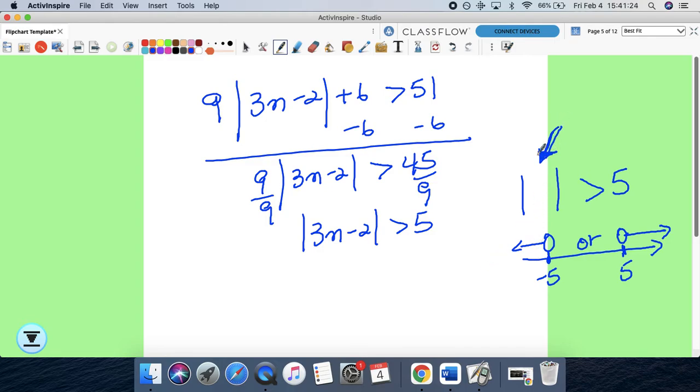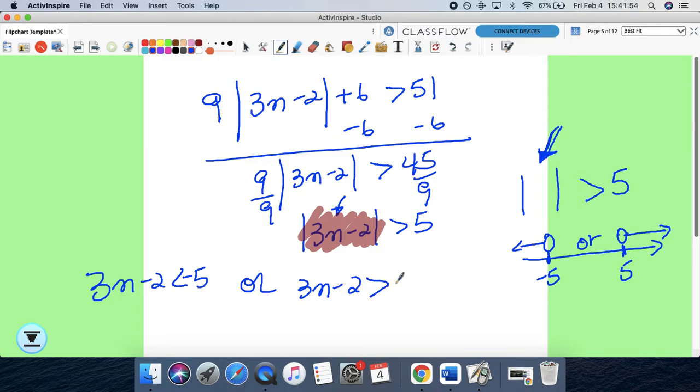Put it in here again. Take the absolute value. And the answer will be greater than 5. So, we need to now find what value, what can I multiply by 3, and then subtract 2 to be greater than 5, right? We have to find the values of n. So we know that this thing over here has to be two things. One, a number less than negative 5, I'm sorry, or 3n minus 2 has to be a number greater than 5.